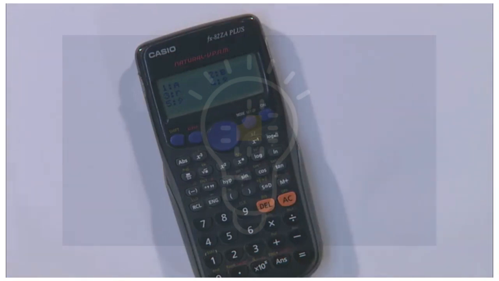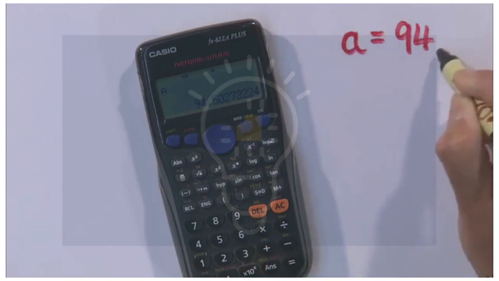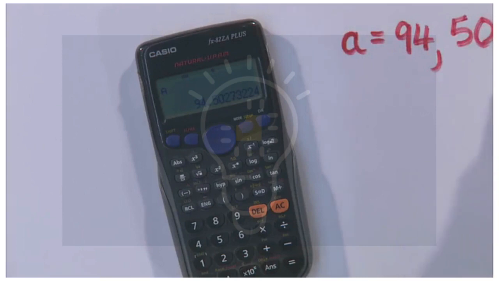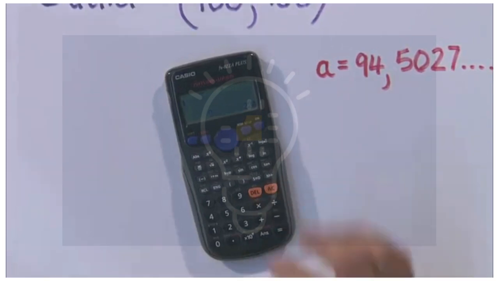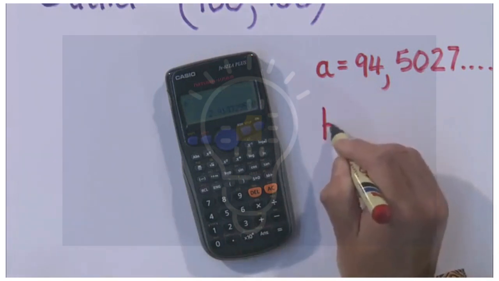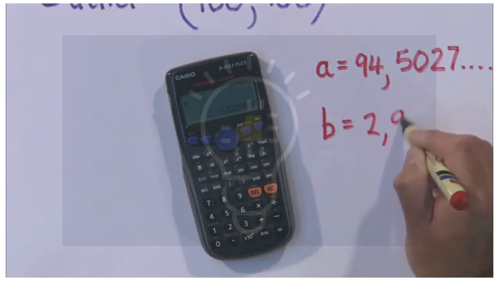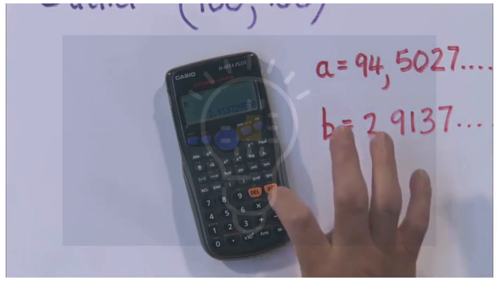Well, let me write down my value of A. So I press 1 and I say equal to. And there you see on the calculator, my value of A is equal to 94,5027... Let's put it like that. Okay. Now I cancel that. Then I go Shift 1 again, and I go to option 5, and I'm looking for the value of B. Right? And I press number 2. That's equal to, and there I get my value of B is equal to 2,9137... Right.